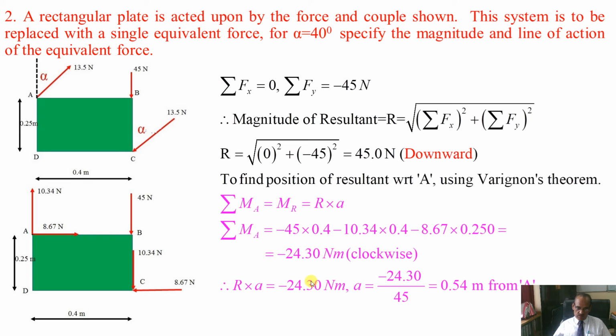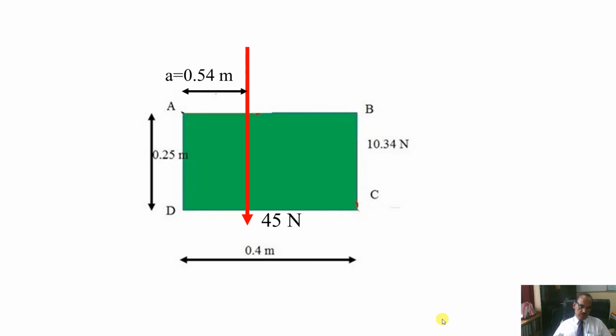Minus means clockwise. Now you apply the same equation, R into A equals minus 24.30, equal to 24.30 into 45. You will get the distance, that is 0.54 meter from point A. This is the position of the resultant. So this way, you see, I have shown that from point A, the resultant is vertically downwards, and it lies at a distance of 0.54 meter. So the total system we have replaced by the equivalent force system.